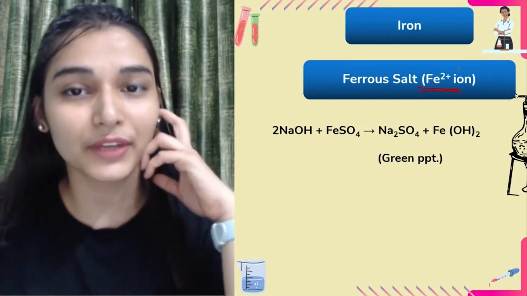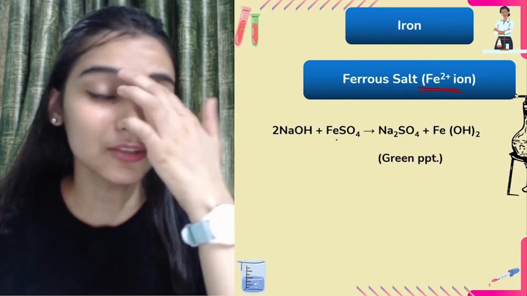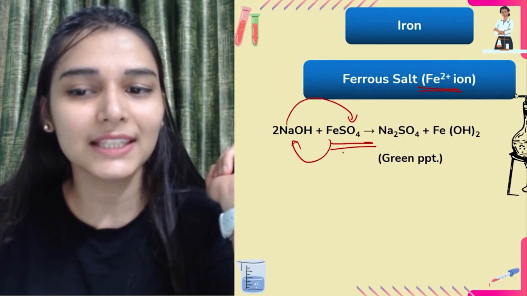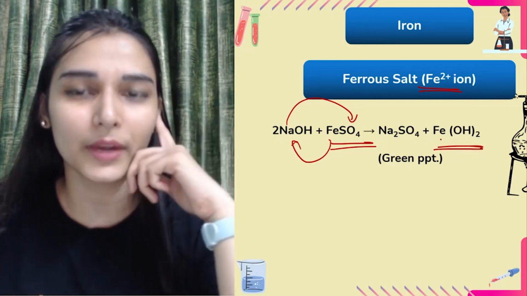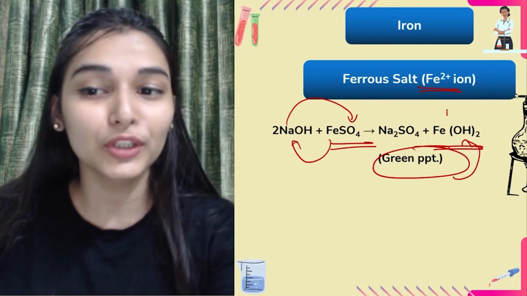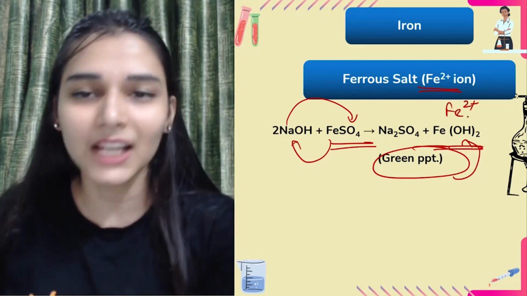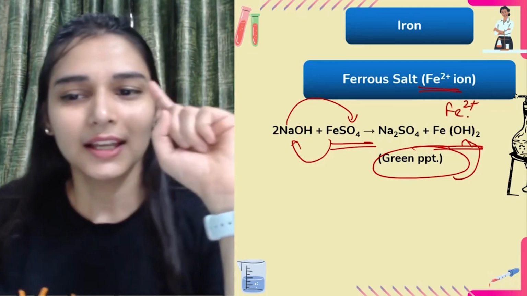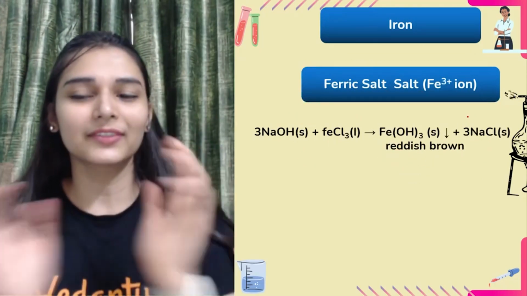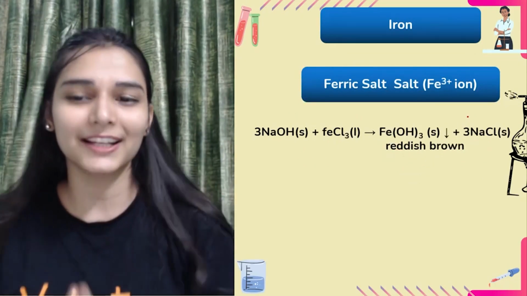I am having the ferrous salt over here. Fe2+, ferrous sulfate I have taken. Again sodium sulfate, and you would be having Fe(OH)2. So here you get a green precipitate. Remember ma'am told you the colors. The same thing. So you will remember those colors, then you will get the whole color here as well.